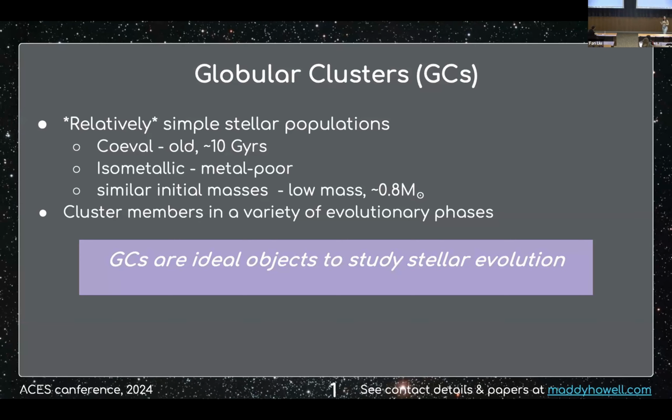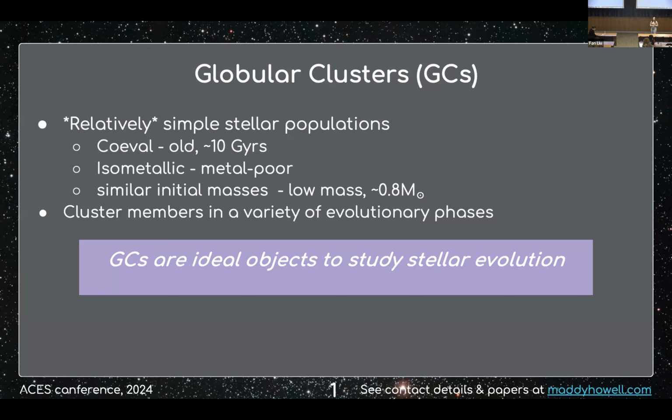So you've probably all heard about globular clusters before, but I really wanted to impress the importance of using these objects as test beds. Globular clusters, or GCs, are gravitationally bound groupings of stars where all the stars are born out of the same cloud of gas. And for this reason, we say that they're relatively simple stellar populations. I'll explain later why I've got that word "relatively" there.